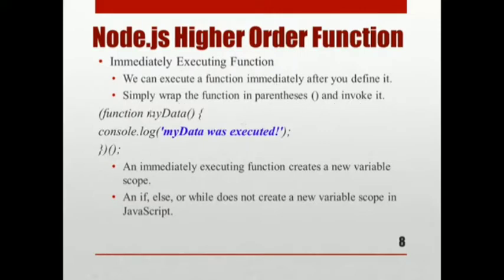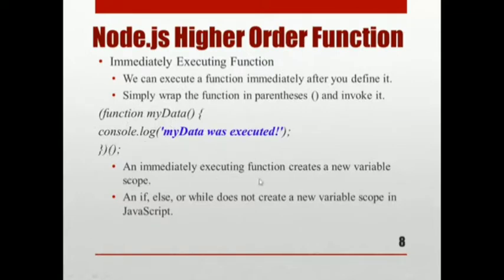Okay, see the example of that higher order function here. Within the parentheses we are going to write that function. Function myData, this is the name of that function within parentheses. The function myData has a body with console.log printing "myData was executed", and then we close the body of that function. Then close that opening bracket of that function here, and this is the function parenthesis. So this is the way we can declare or write that higher order function.